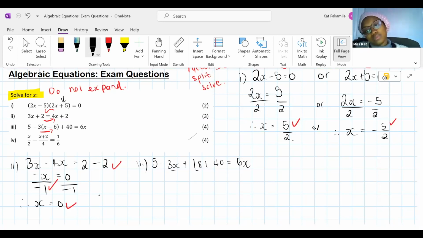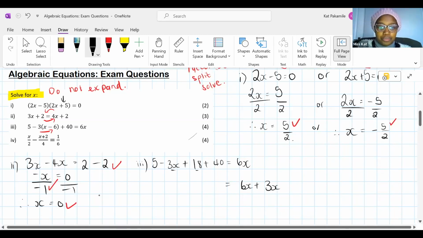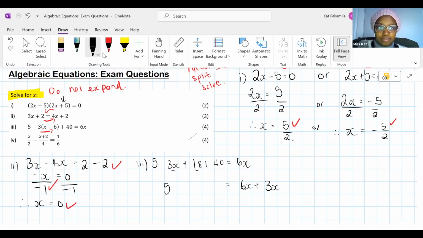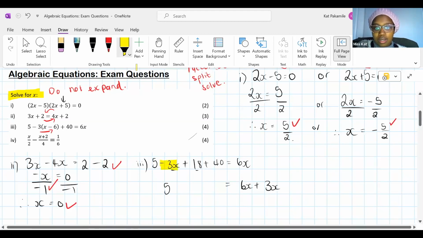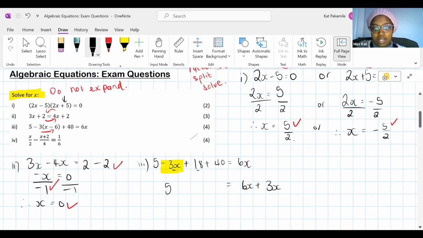Oh, I take the negative 3x to the other side. It will become a positive 3x. And then on the left, we're left with what? We'll be left with 5 minus 18 plus 40. Be careful. Remember that minus belongs to the 3x, right? Oh, 5 plus 18 plus 40.